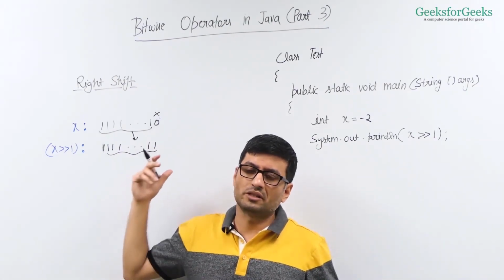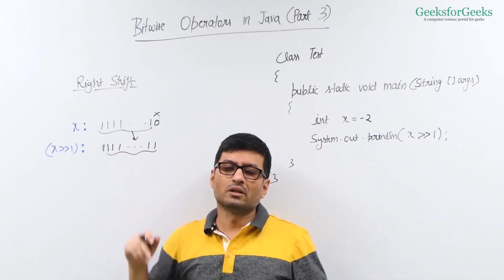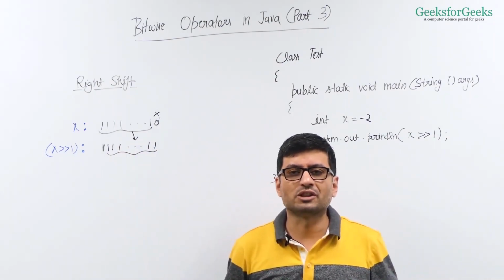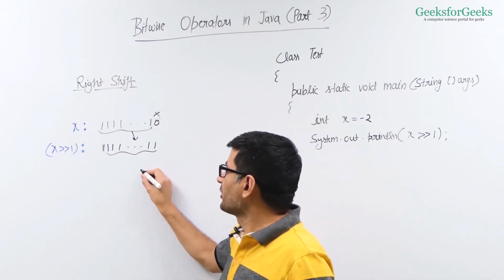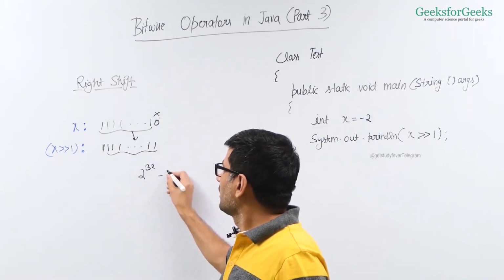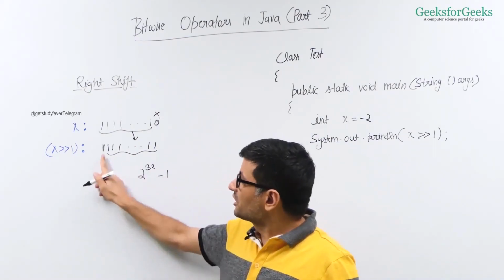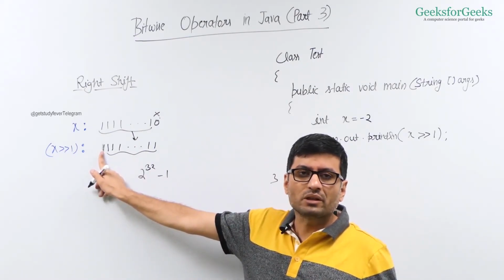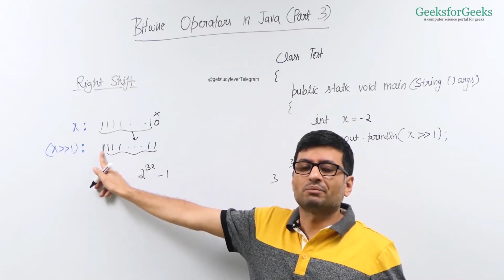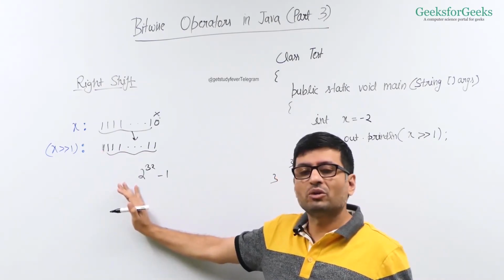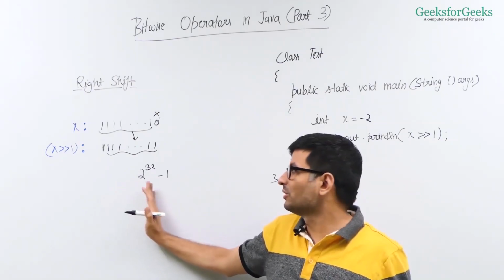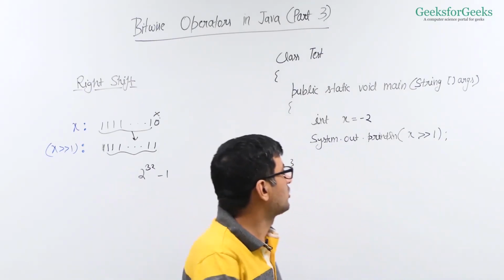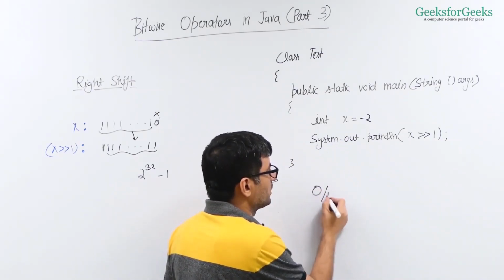Now what is the decimal equivalent of this number? If you find the decimal value of this number, you will see it's 2 raised to the power 32 minus 1. And since the leading bit is 1, it's a negative number. And what number does it represent? See, 2 raised to the power 32 minus x represents minus x, so it's -1. So the output of this program is -1.